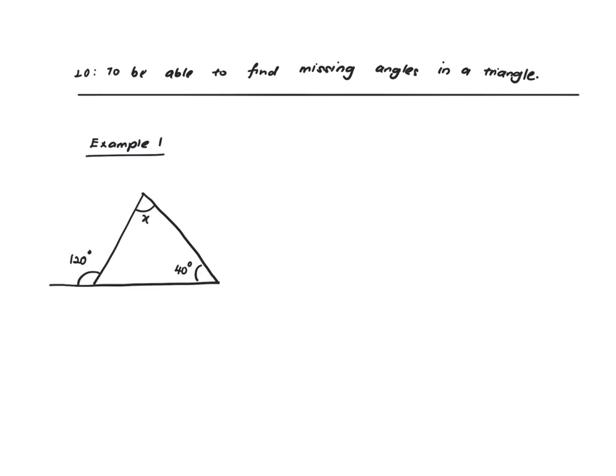Hello everyone, our lesson objective is to be able to find missing angles in a triangle. Now these angles also involve exterior angles. Let's take a look at example 1.